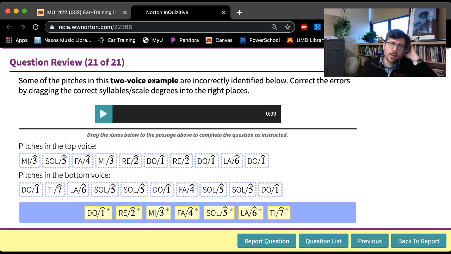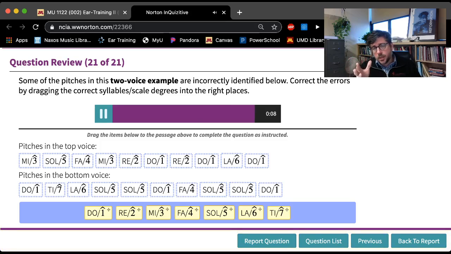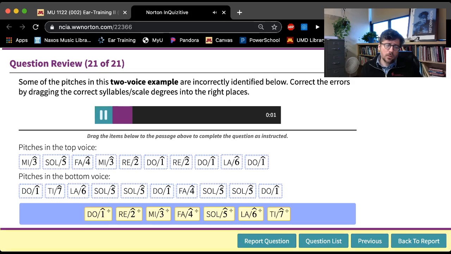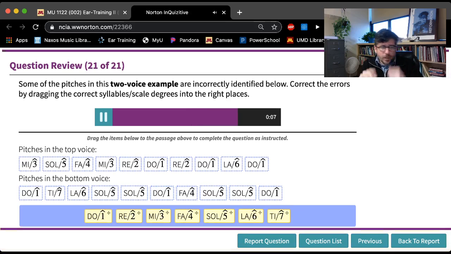Listen again and let's see what's going on here. In the scale, I hear do, re, mi, fa, sol, fa, mi, re, do. That would be do. So what about that bottom voice? Do I start on do? I think I do. Do, re, mi, fa, sol, fa, mi, re, do. A lot of that's right, but there are a couple of notes that are wrong in what I'm looking at here in the bottom voice.